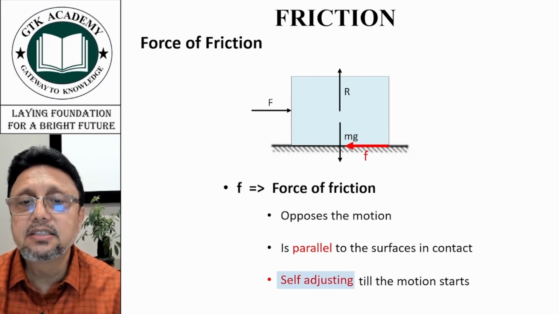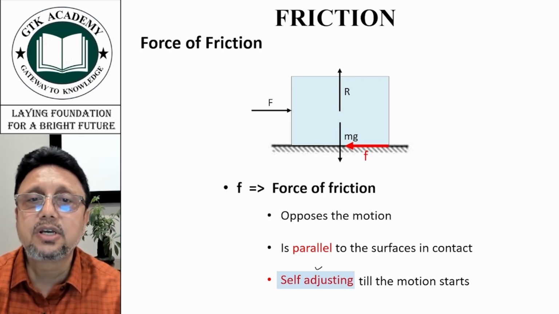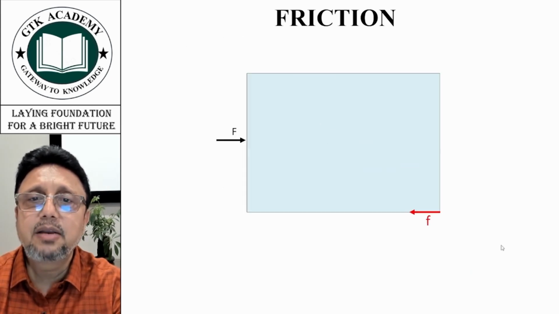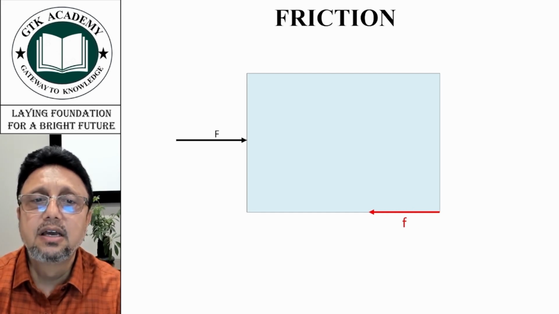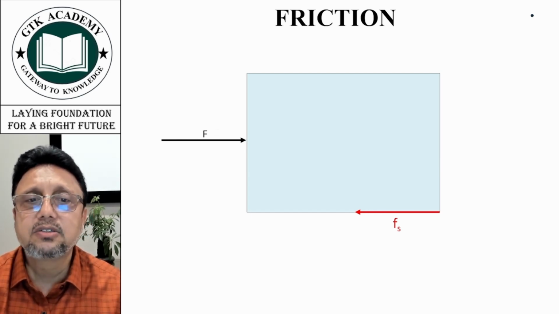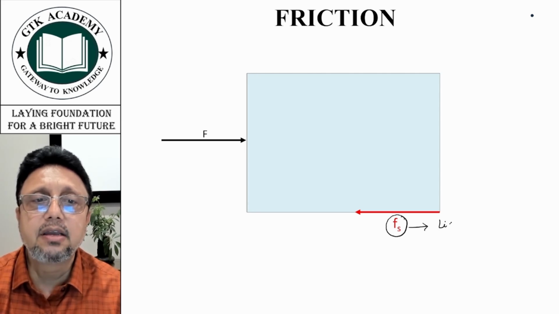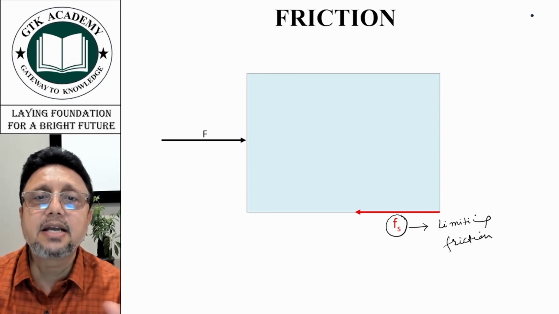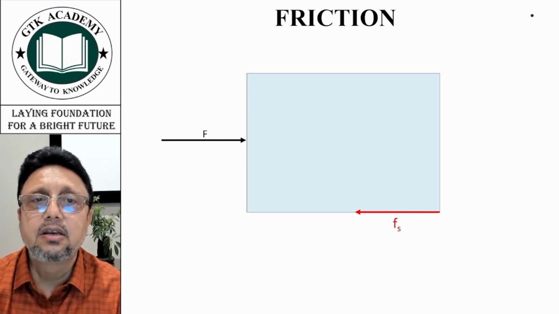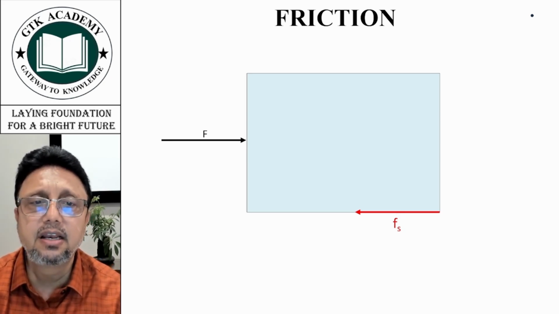I hope you have understood this. But the important thing is this is self-adjusting till the motion starts. Now what do I mean by this? Till the motion starts. That means if you increase it, this will increase till it reaches a particular value after which the motion starts. This particular value is called Fs, which we will call limiting friction, or that is the maximum value of friction. We are going to discuss it in the coming slide in detail.